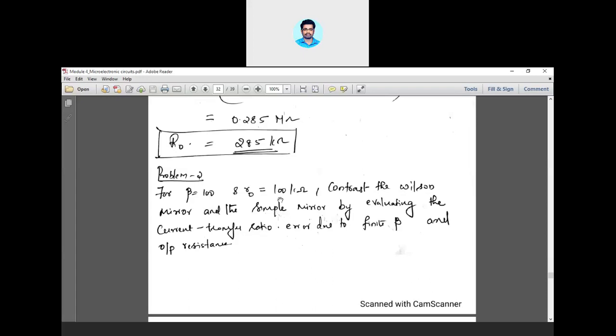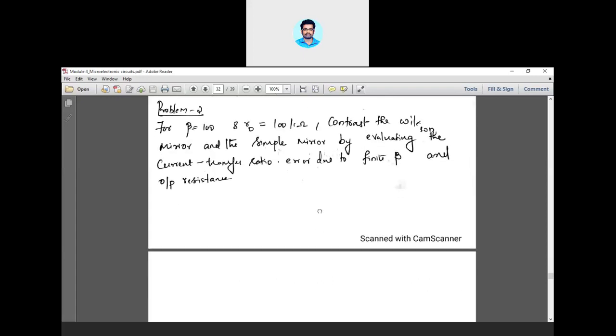So we need to compare the Wilson's mirror and the simple mirror. Simple mirror means nothing but the BJT's first version, BJT's base current compensation. That is a simple mirror. Wilson's mirror means Wilson's current mirror, bipolar version. Okay. So we have to compare these two for the given value of beta and R0.